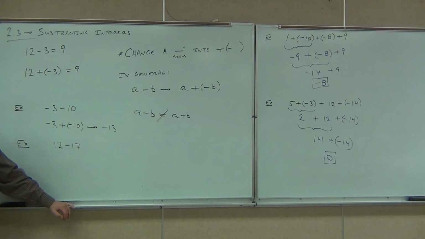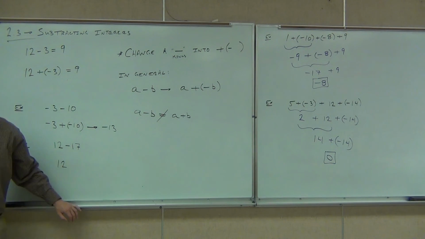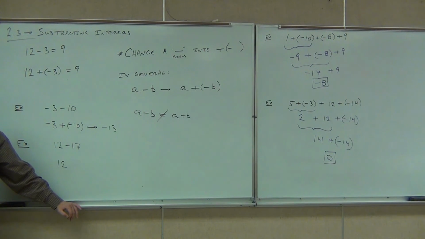Let's try this one. We've got 12 minus 17. Is there anything to change up there? Yeah, we said minus, right? That means we're going to change it. Why do you change it? So we can use the addition rules. That's honestly the only reason. You learned those addition rules from last time. Now we're going to change minuses into plus negatives so we can use the addition rule.